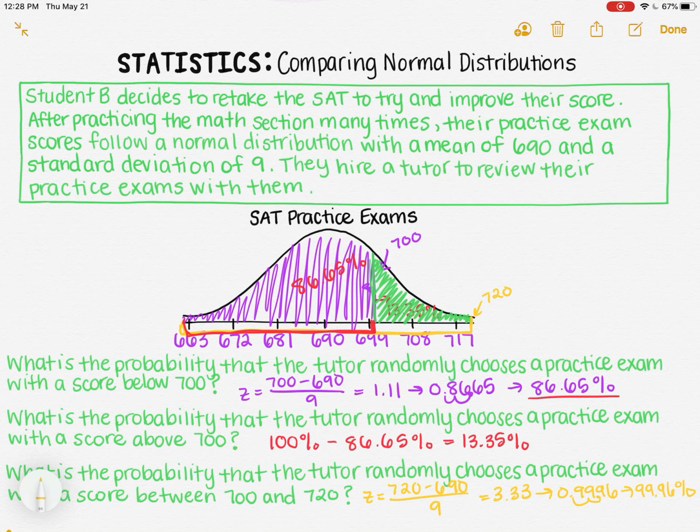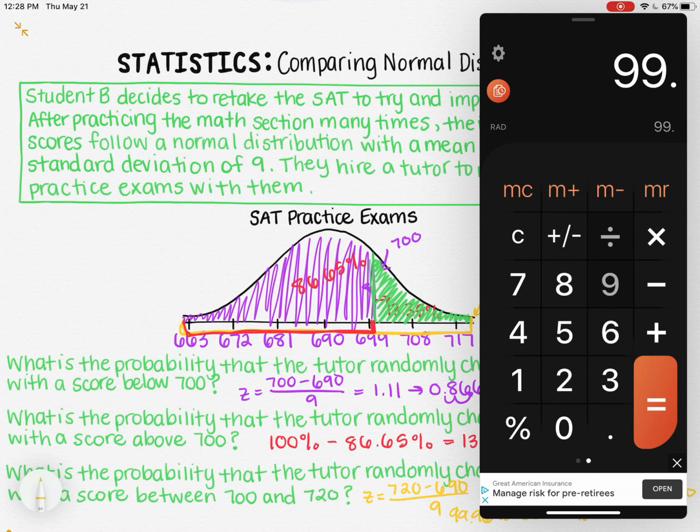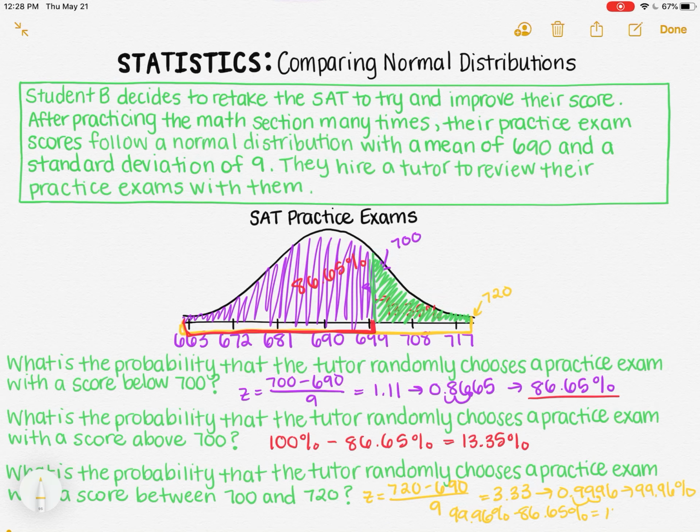Now all I have to do, as we discussed, that gives me a really big section to the left of 720. I need to subtract the purple section or the red bracket to the left of 700. So that's 86.65%. So I'm going to take 99.96% and subtract 86.65%. And I'll do that in my calculator. 99.96 minus 86.65. That gives me 13.31% as the probability that they choose an exam between 700 and 720.